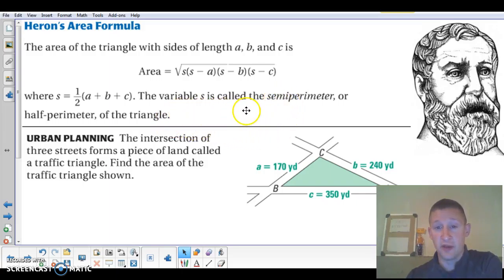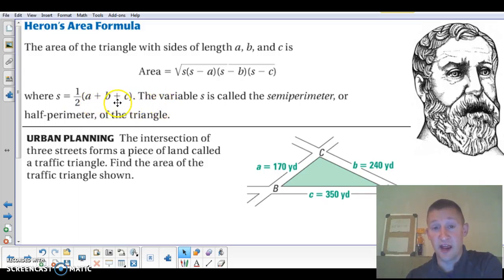Now, we have another area formula that was found for us by this old Greek guy named Heron. It's Heron's area formula, and his formula goes something like this. If I get a triangle with side lengths of A, B, and C, the area of that triangle is equal to the square root of S times (S minus A) times (S minus B) times (S minus C), where S is half the sum of the sides, A plus B plus C.